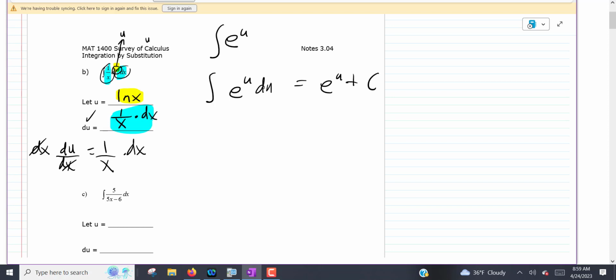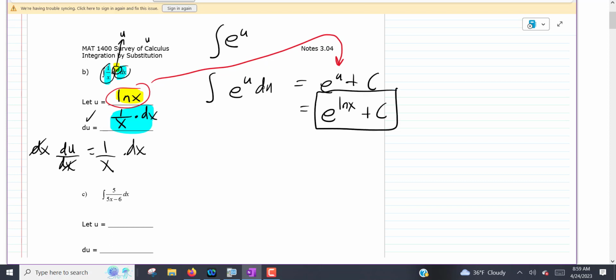And what's the last thing you've got to do, you think? Plug the u back in. Good. Okay, so you've got to do this. That has to plug back in, and then you would have as your answer e to the ln x plus c. Okay, that's the answer to the problem.